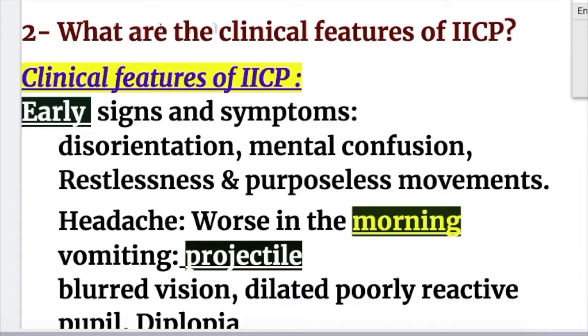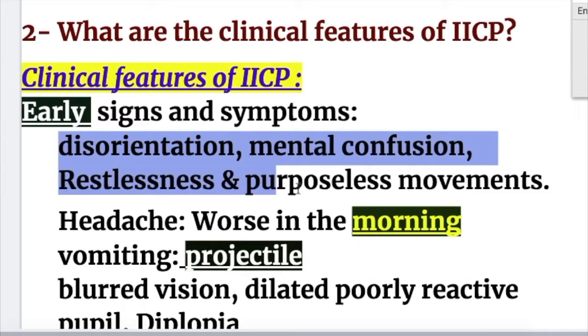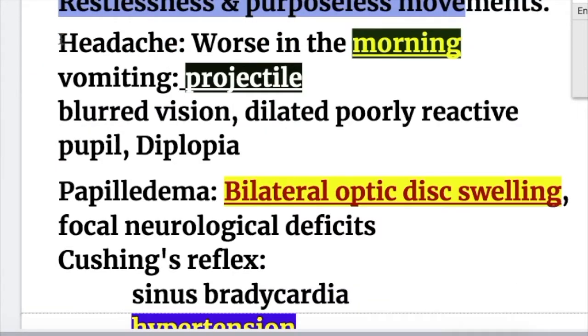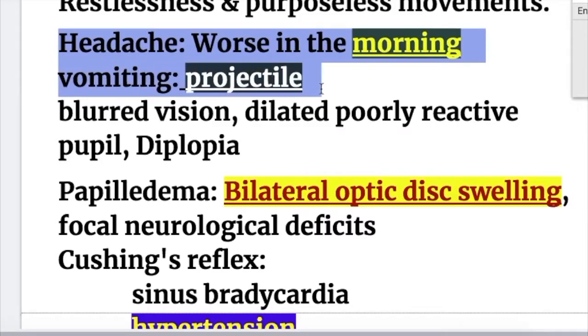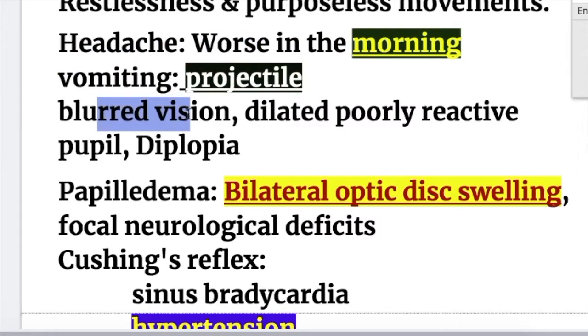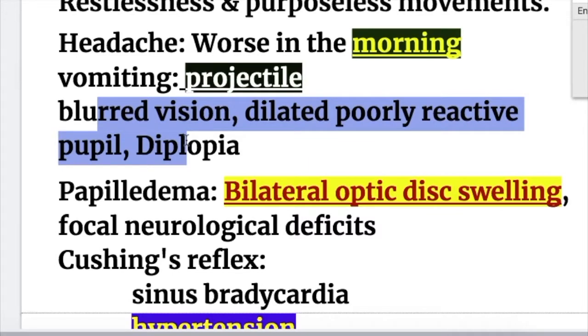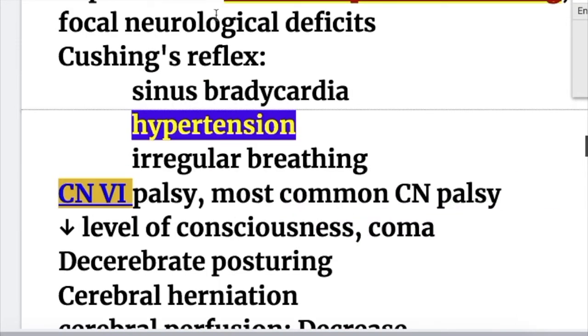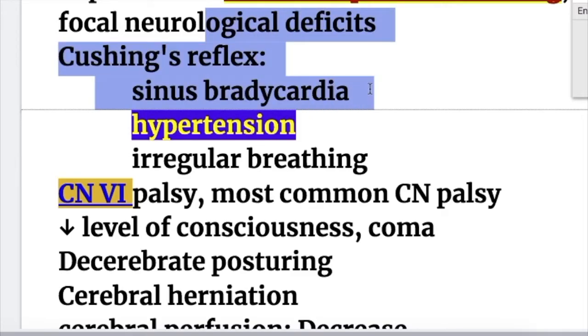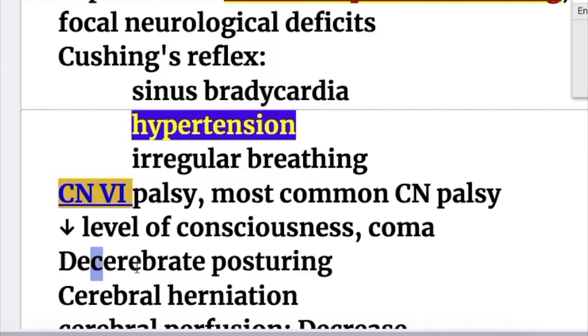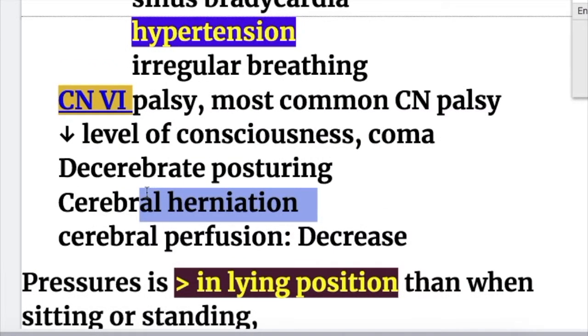Question 2. What are the clinical features of increased intracranial pressure? Early signs and symptoms are disorientation, mental confusion, restlessness, and purposeless movements. As mentioned earlier, headache is worst in the morning, vomiting is projectile, and vision is blurred, with dilated poorly reactive pupils, diplopia, papilledema, and focal neurological deficit. There is the Cushing reflex: bradycardia, hypertension, and irregular breathing. Also cranial nerve palsies, most commonly abducens nerve palsy, decerebrate posturing, and cerebral herniation.